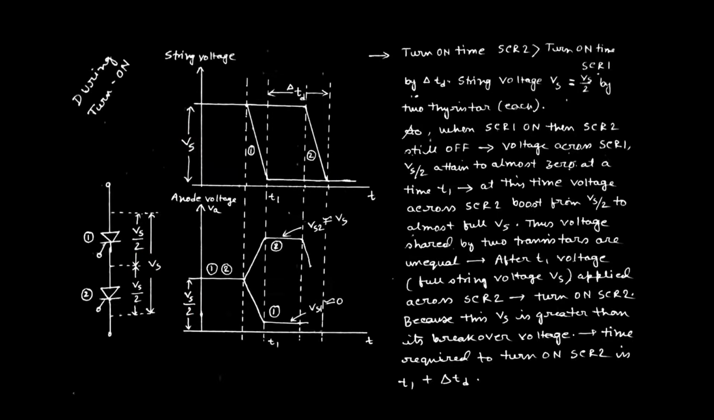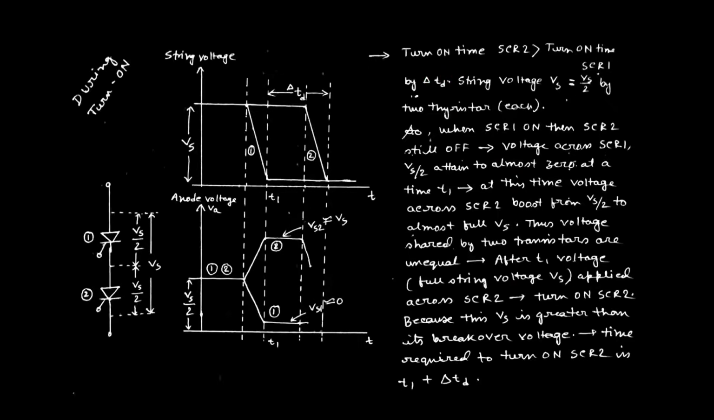Now what happens when the turn on process is initiated? Suppose the turn on time of SCR2 is large with respect to the turn on time of SCR1. The difference between these two turn on times is defined as del TD, where Vs is the string voltage. This means del TD defines how much greater the turn on time of SCR2 is with respect to SCR1.